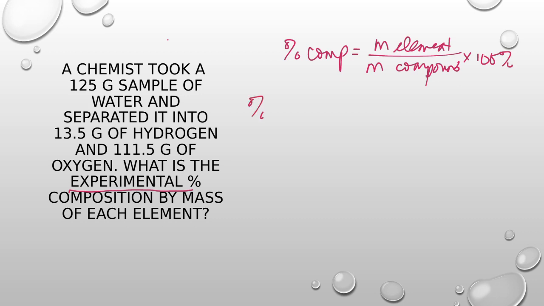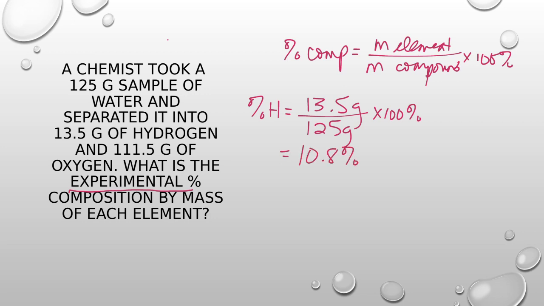So let's set it up for hydrogen first, and just substitute your values in. So we're dealing with 13.5 grams of hydrogen. The mass of the compound of the water is 125 grams. We're going to multiply by 100%. We are aware of significant figures. We're dividing, so we need the fewest amount, which is 3, and we get a percentage value of 10.8%.